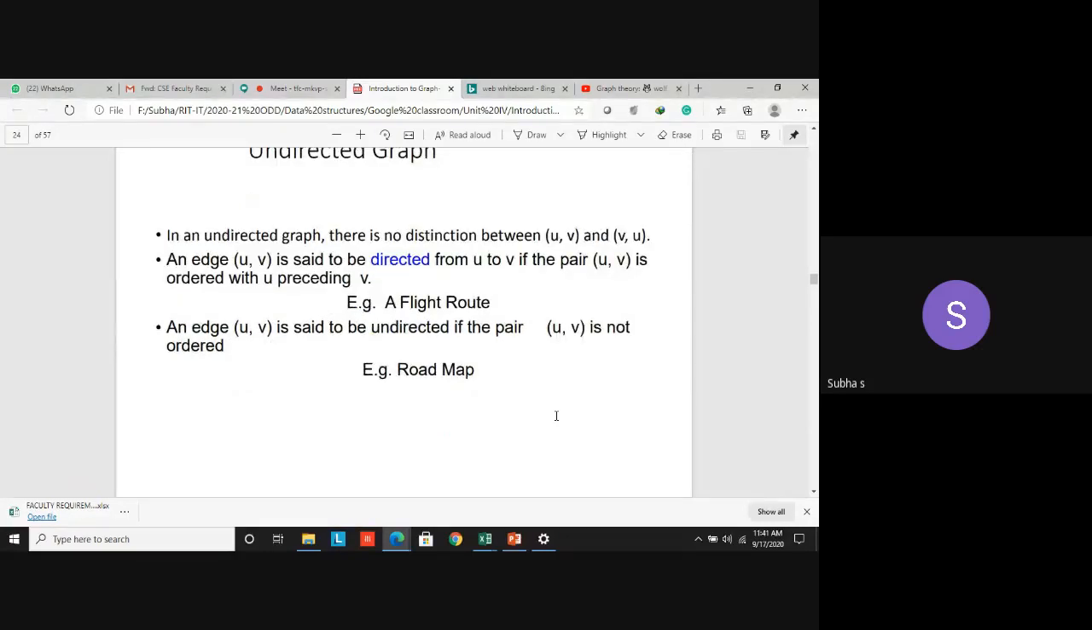Now, we can see one more example for undirected and directed graph and the definition for the undirected graph also. There is no distinction, no difference between UV and VU. UV means the names of the vertices, generally mentioned as U, V. If there is no distinction between the two vertices, then that is the undirected graph.